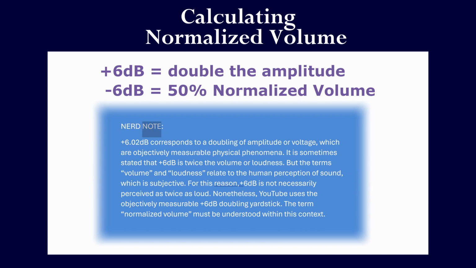Nerd note. +6.02 dB corresponds to a doubling of amplitude or voltage, which are objectively measurable physical phenomena. It is sometimes stated that plus 6 dB is twice the volume or loudness. But the terms volume and loudness relate to the human perception of sound, which is subjective. For this reason, plus 6 dB is not necessarily perceived as twice as loud. Nonetheless, YouTube uses the objectively measurable plus 6 dB doubling yardstick. The term normalized volume must be understood within this context.